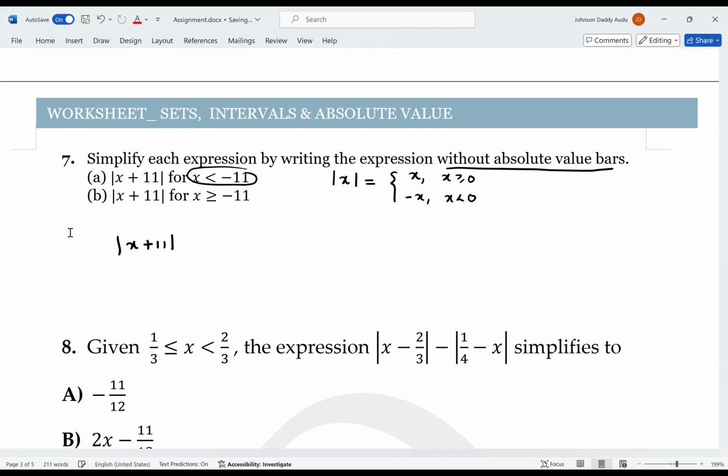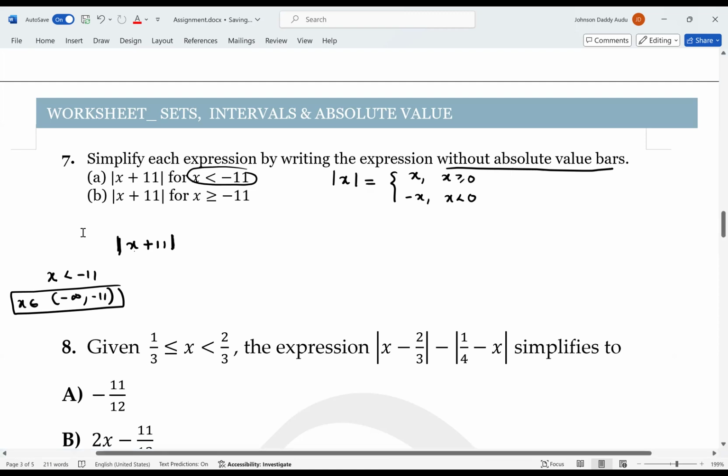Minus 11. So what it simply means is that x is less than minus 11. What is the meaning of x less than minus 11? It means your x is between minus infinity and minus 11, open. So your x is coming from this interval. All you need to test is what x plus 11 will be when you take any x from this interval. Is it going to be positive or negative? That is all you need to test.